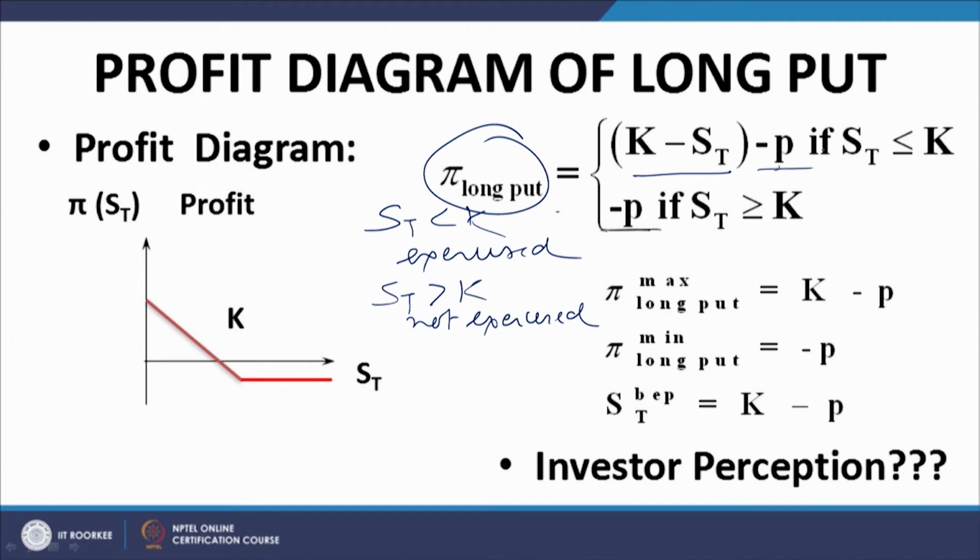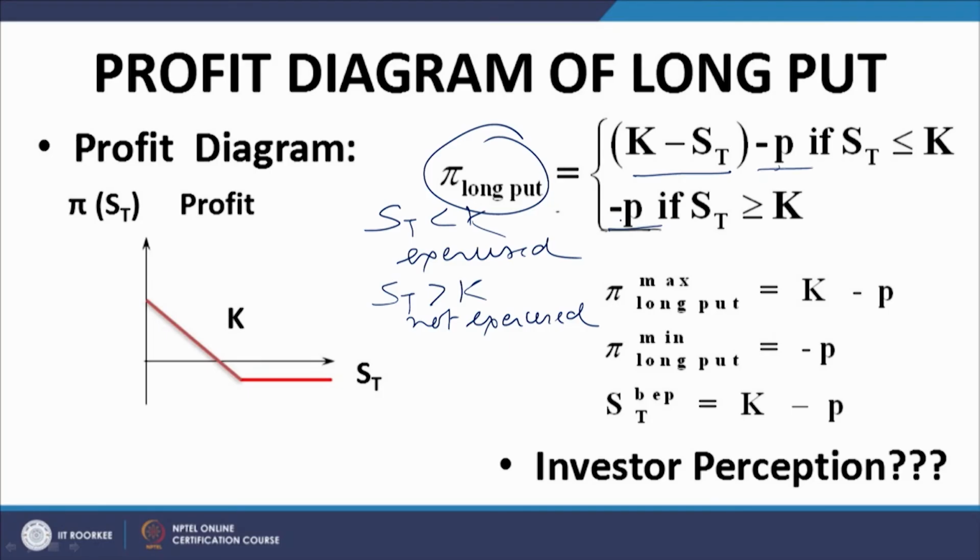So, the profit that arises if ST is less than K is because you buy the asset in the market at ST, sell it at the higher price of K, getting a payoff of K minus ST, less the price you paid for acquiring the option. So, the net profit is K minus ST minus P.